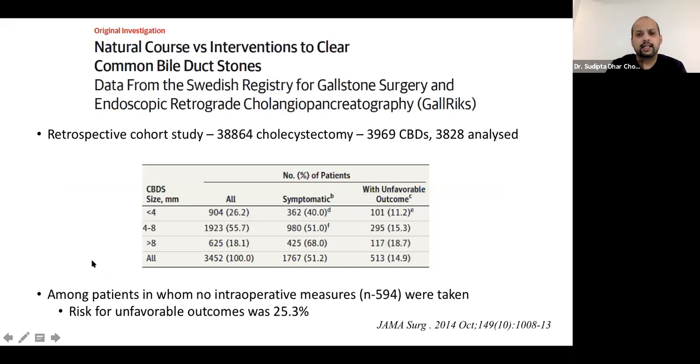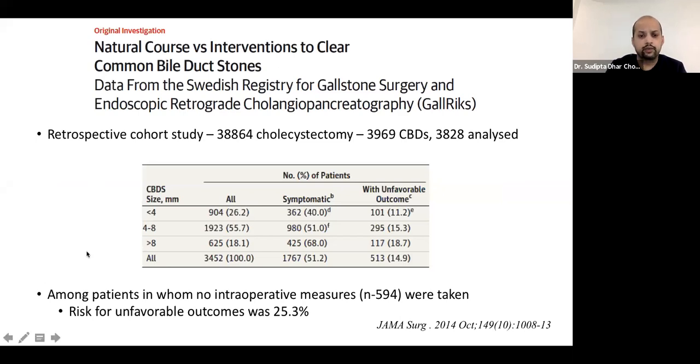Now, what is the natural course of biliary stones, especially the stones within the common bile duct? Not much is known about the natural history of common bile duct stones, but what is known comes from data from a Swedish registry of gallstone surgeries. This is a retrospective cohort study of 38,864 cholecystectomies, and amongst them, CBD stones were identified in 3,969 and 3,828 were analyzed.